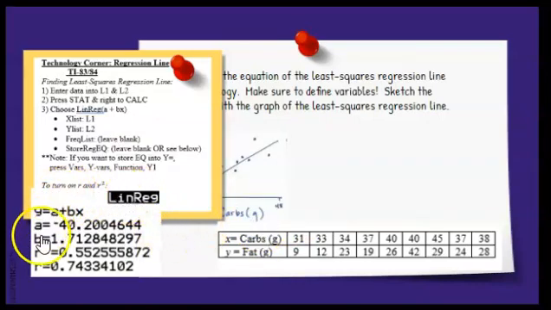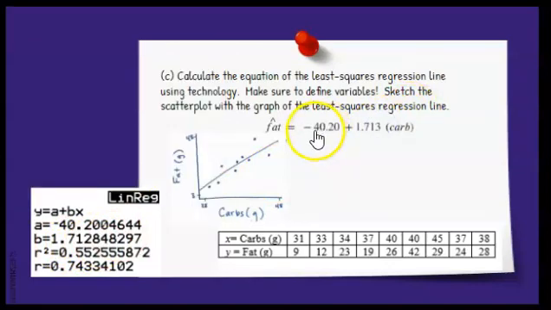When you hit calculate, this is the output you get. It even gives you a friendly reminder. Where does A go and where does B go at the front of the screen? So my A value, my y-intercept, is negative 40.2, and my slope is 1.712. So it says to write the equation.